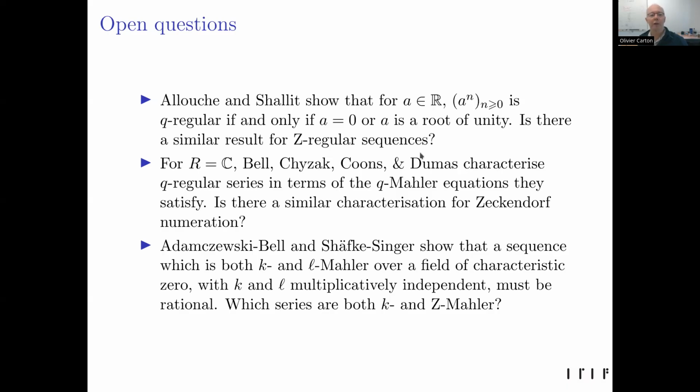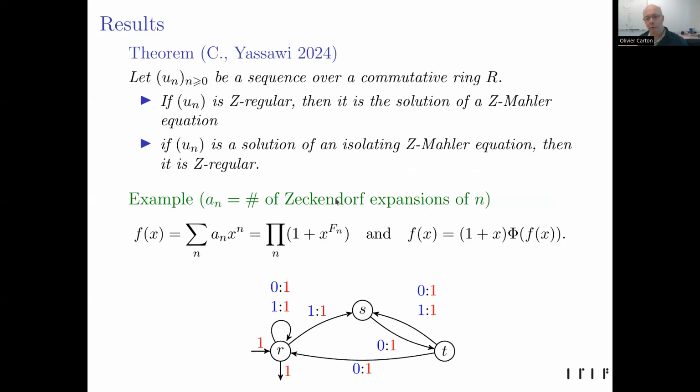This is why it would be interesting to see whether it is still true that only for roots of unity it is Q-regular. Of course, we would like to extend this kind of result to the Zeckendorf numeration. Actually, already in the work of Becker, there was an example showing that if the equation is not isolating, it may happen that the solution is not Z-regular. And we also have an example in our setting.